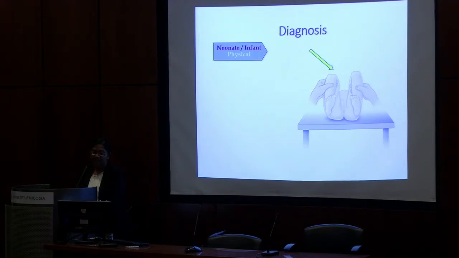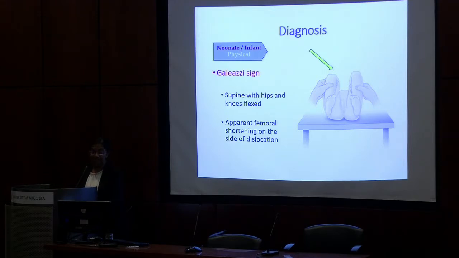So, in terms of what else you can test on the physical exam. This is the Galeazzi sign, where you're looking for an apparent leg length difference in the length of the femur. And so you place the baby supine with the hips and knees flexed, and you're looking for femoral shortening. And that's because if the hip is dislocated, it's sitting more posteriorly, it's going to appear shorter. The thigh on that side is going to appear shorter than the other side.